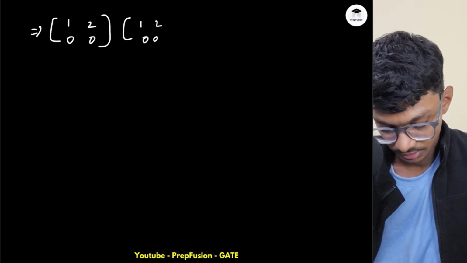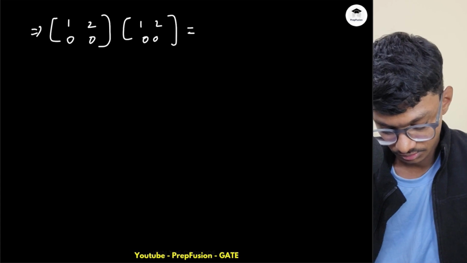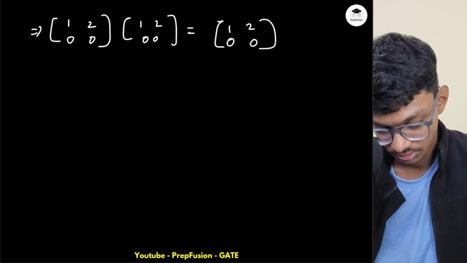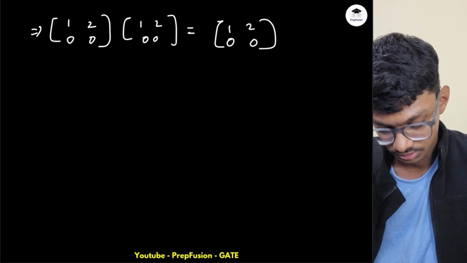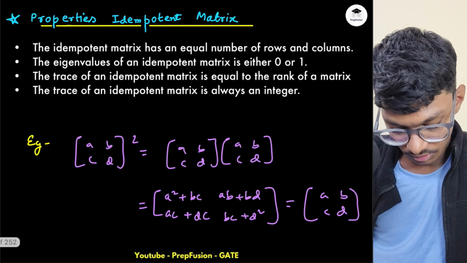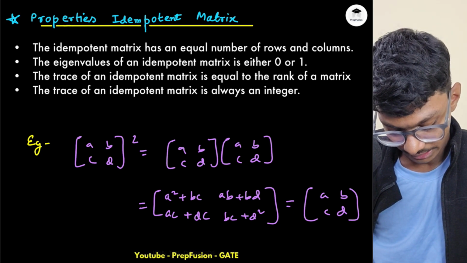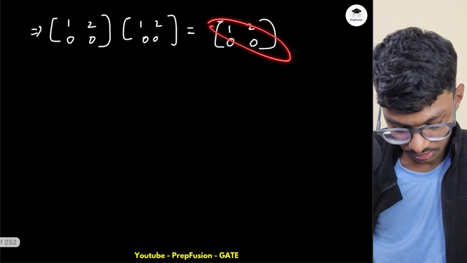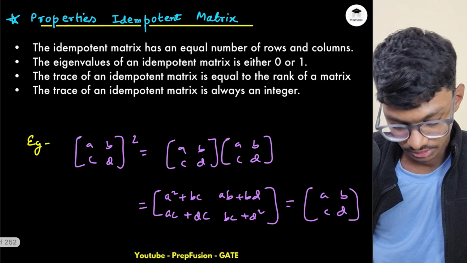let me multiply it with this. So 1 square is 1, 2, then this is 0 and this is 0 also. Okay, so 1 times 0, 1 times 0, and this is 0 times 0, this is 0 times 0. So 1 2 0 0. Here we can see that this is an idempotent matrix, and in this case the trace is an integer number, which is 1 right now.